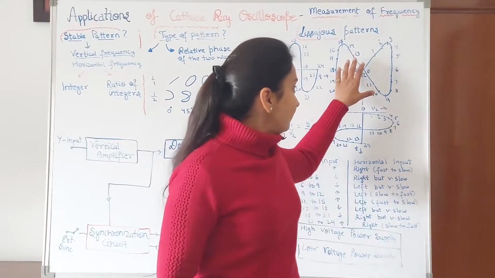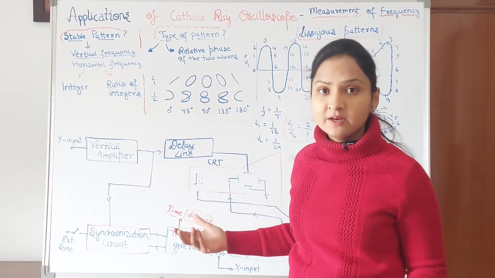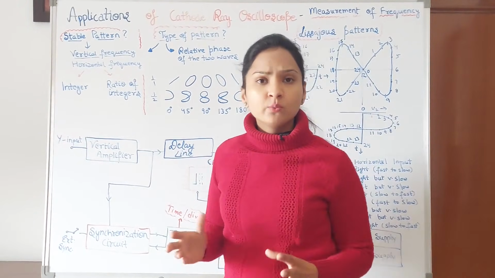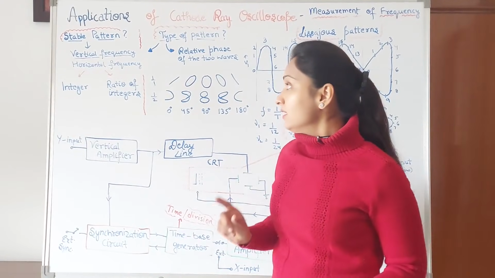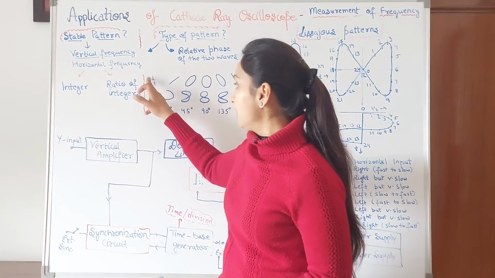You can see that here and these. These are different Lissajous patterns that can be obtained. So the question is, what decides which type of pattern will be obtained? So one thing is the ratio of these frequencies, vertical and horizontal frequencies, as you can see from here.